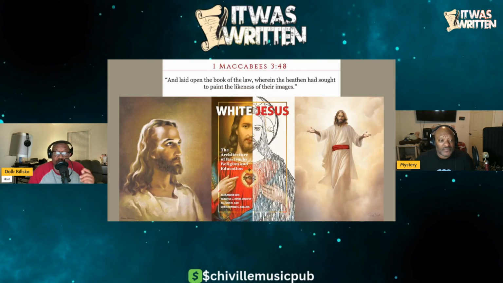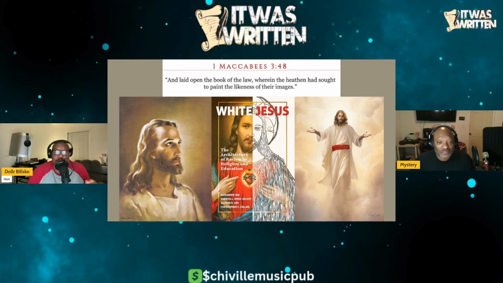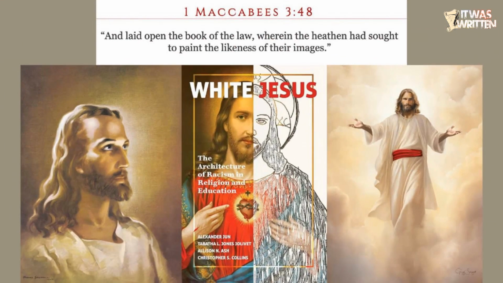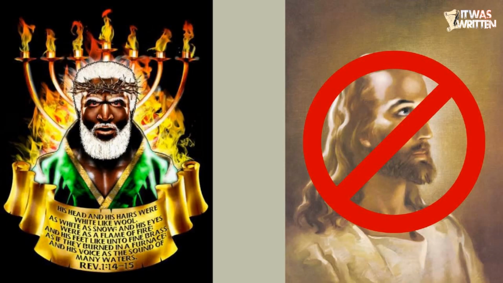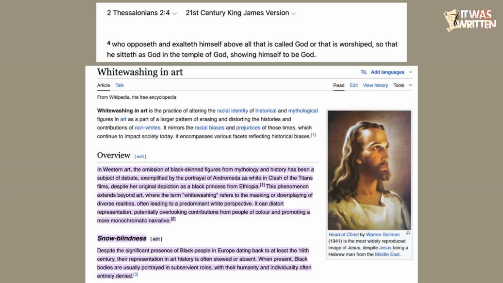I like how you said that, because you are absolutely correct. Here's another one. Now, in the book, it says, I'm gonna blow this up a little bit, "And lay open the book of the law, wherein the heathen has sought to paint the likeness of their images." Now, that's in the Bible. And again, as you can see earlier, what were they doing right here? Painting the likeness of their images.